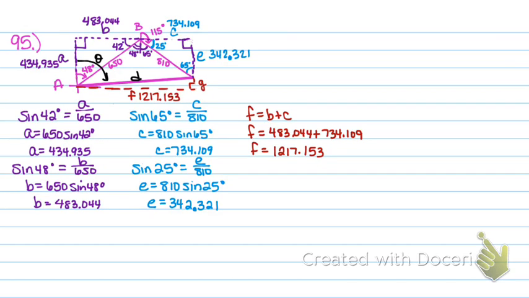Well, I can also find side G over here on the right. How? Subtract. Take A minus side E. All right, so we got 140.723.